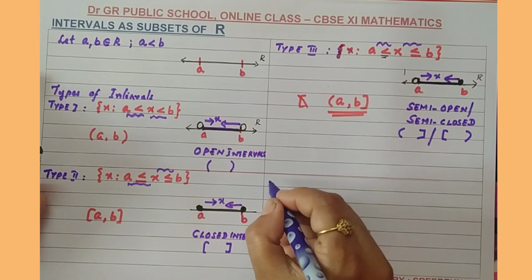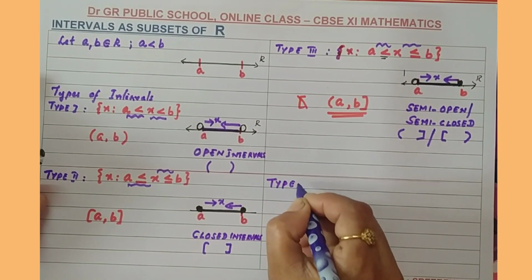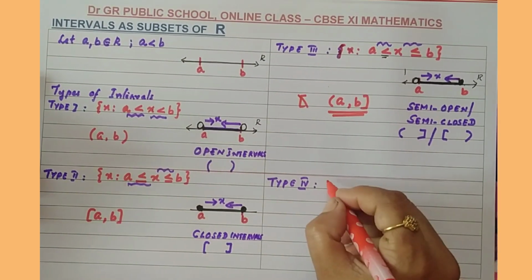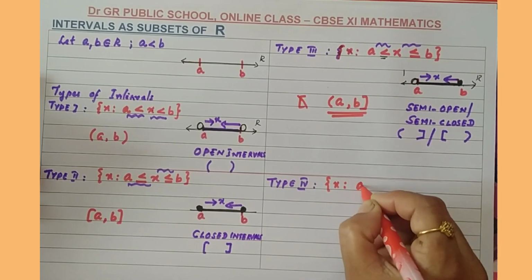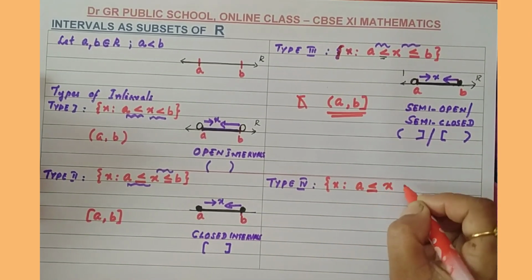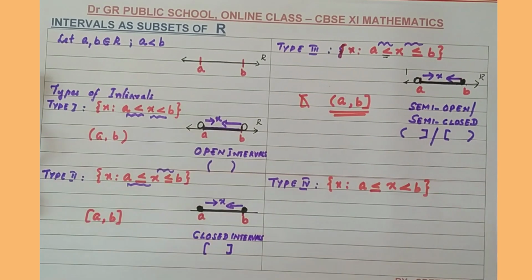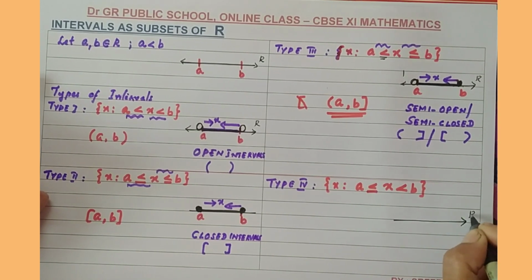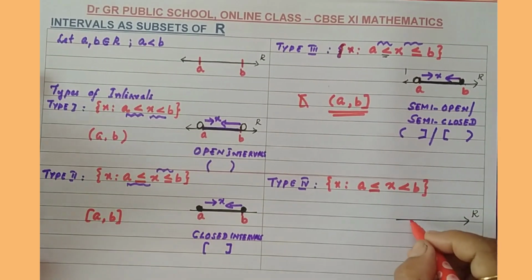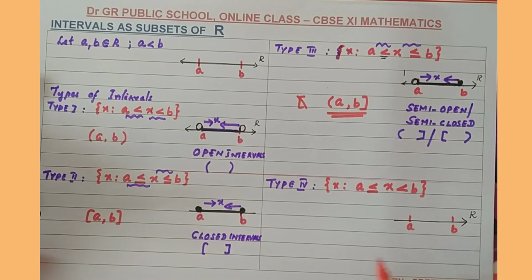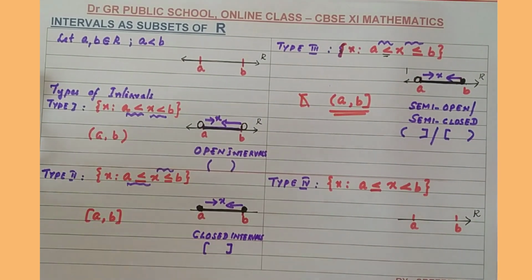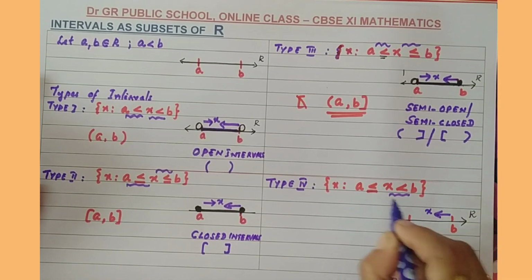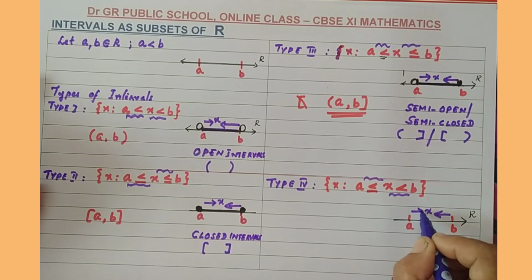Now, I can discuss type 4. The fourth type of intervals means the set of all x such that A is less than or equal to x, but less than B. Again, on the number line, I can represent the given set like this, number line R, in which A and B are the points in the set with A less than B. From this part, you can say that x is less than B, and from this part, you can say that x is greater than A.